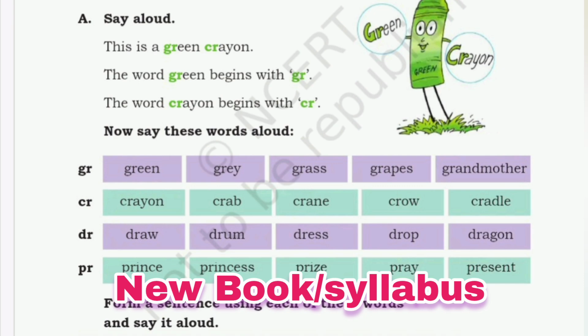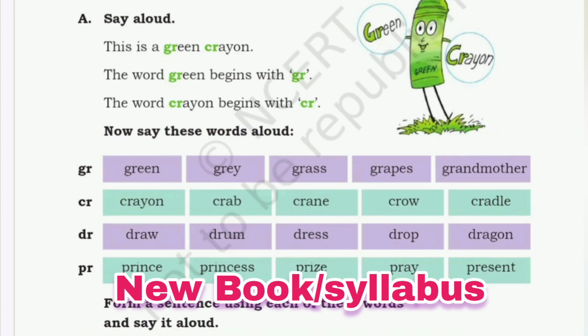GRANDMOTHER. Now let us read the words starting with CR. CRAYON, CRAB, CRANE, CROW, CRADLE. Now we'll read the words starting with DR. DRAW, DRUM, DRESS, DROP, DRAGON.